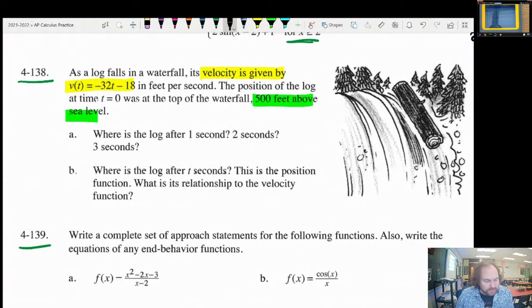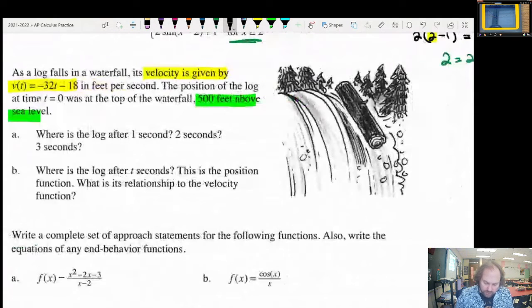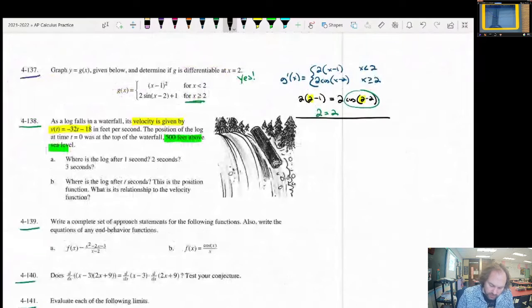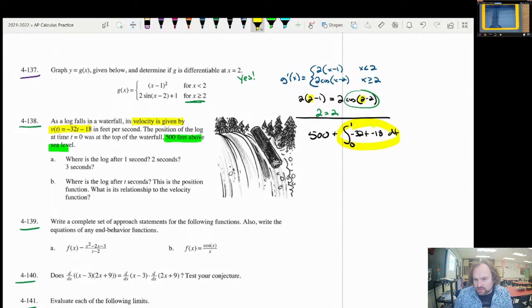So in order to think about this question, what you really have to realize is you're taking the original 500, and you're going to add on the change from 0 to 1 of that velocity function, negative 32t minus 18 dt, because the accumulated velocity is going to tell you the change in position. The integral of velocity tells you the change in position.